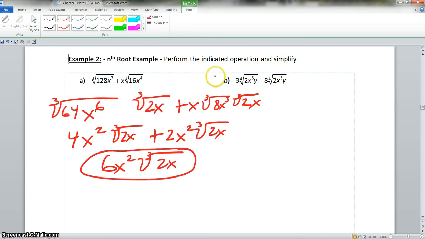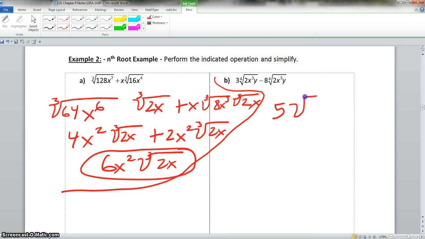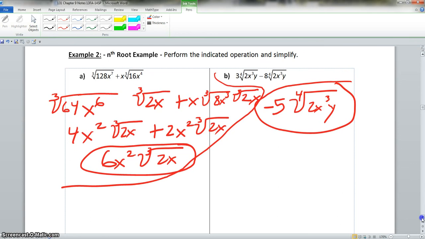Now we go here to b. Now with b, we have the 4th root of 2x to the 3rd y. We know that there's no perfect 4th root here. We have the 4th root of 2x to the 3rd y. Since we have this here, we can combine this. 3 minus 8 we know is 5. And we have the 4th root, or negative 5. It should be negative 5. We have the 4th root of 2x cubed y. So that is our final answer.